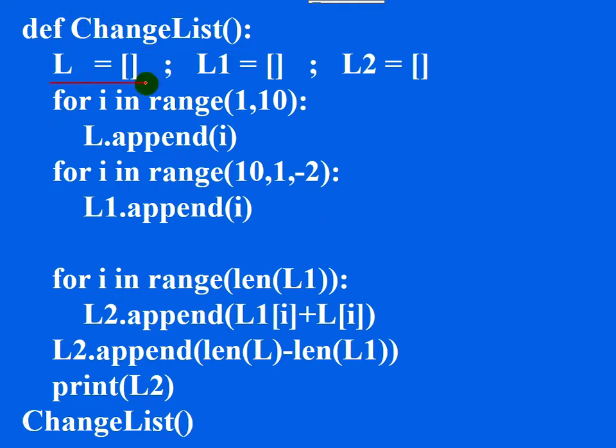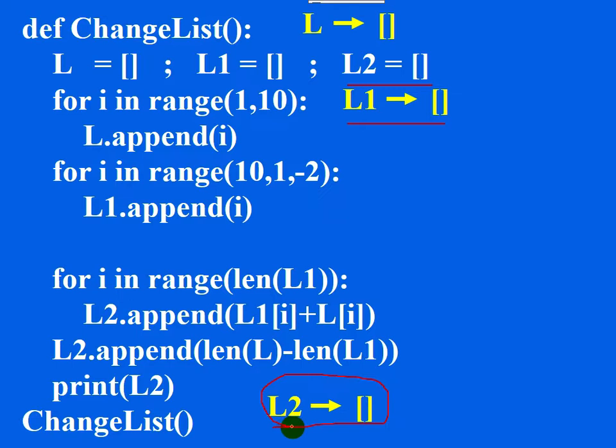Now L is equal to empty list. So L points to an empty list. Square bracket meaning it is a list. L1 equal to empty list. So your L1 also points to empty list. L2 is equal to empty list. So your L2 also points to empty list. In a Python program, if you write multiple statements in the same line, they should be separated using semicolon.